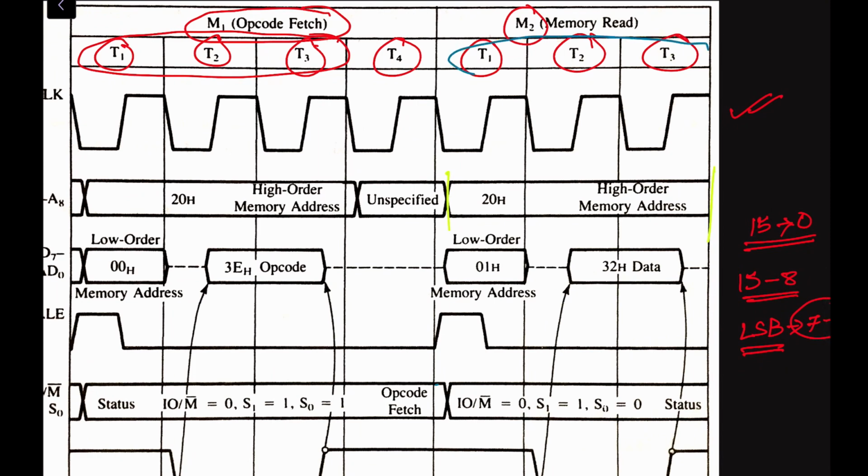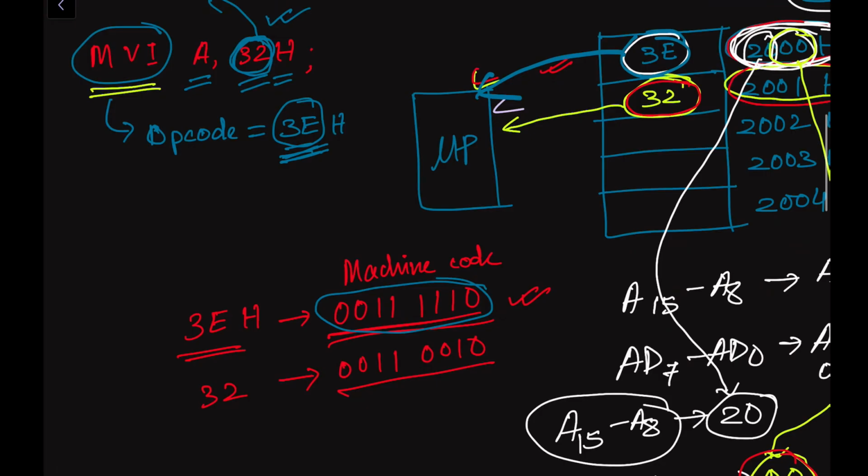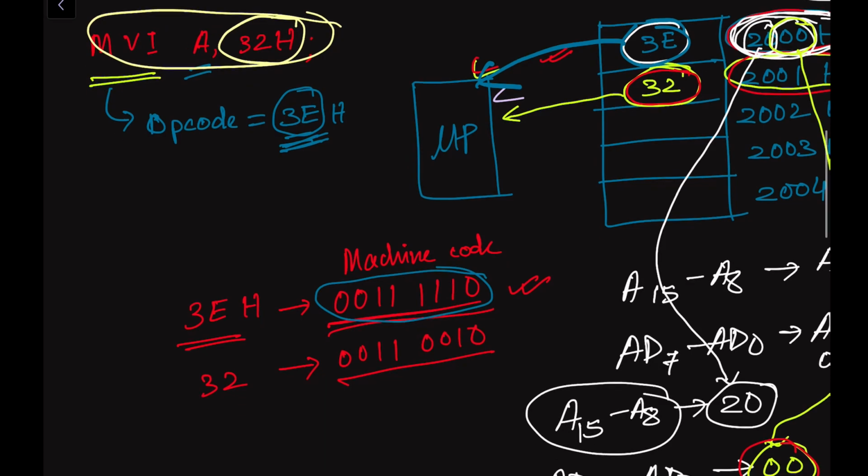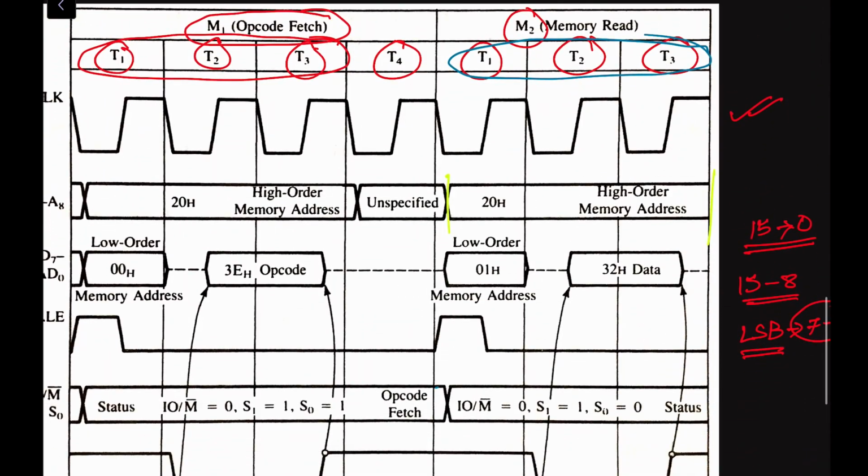We have 3 clock cycles. There is no decoding because this is not the opcode. This is the immediate data. In the case of memory read, it will read the data available in the instruction. So in this instruction, we are already having the data available in the instruction. So this is the given instruction, and 32 in hex code, this is the given data. So we have to read this data.